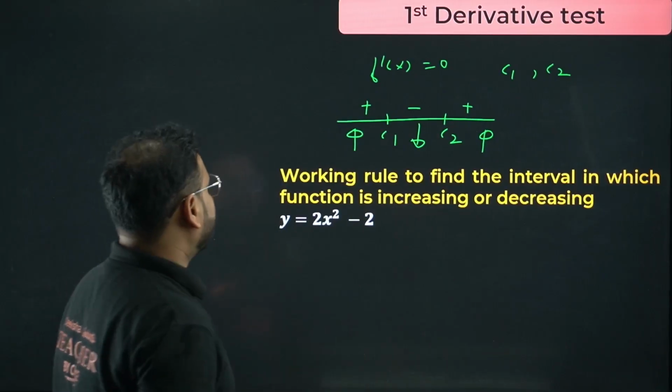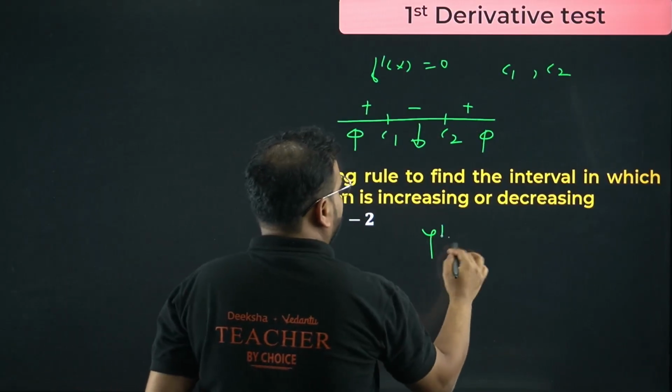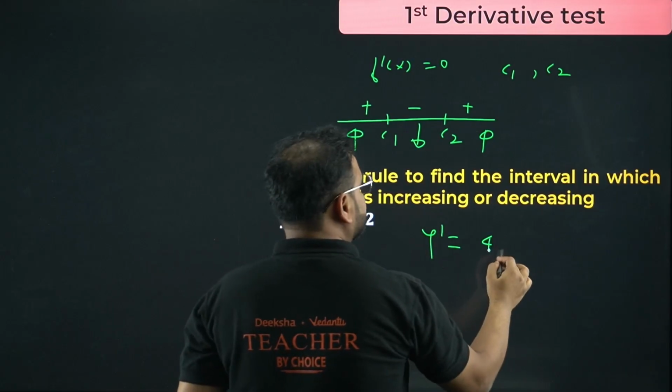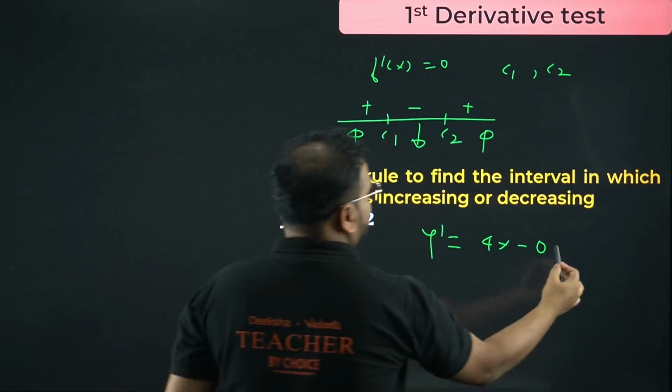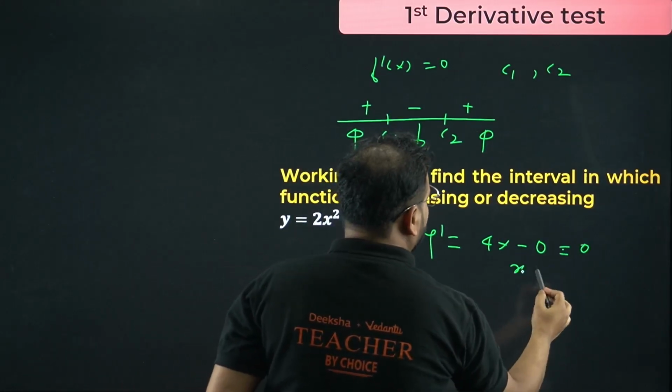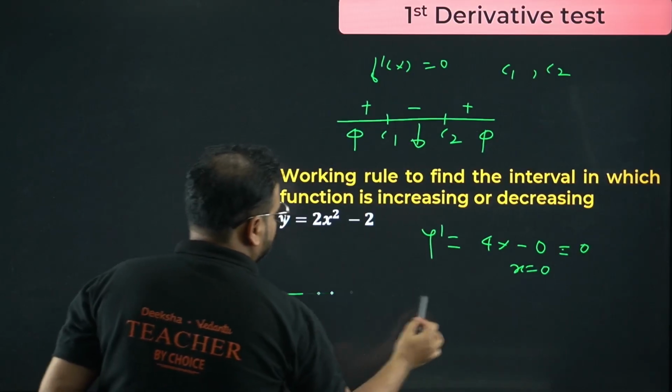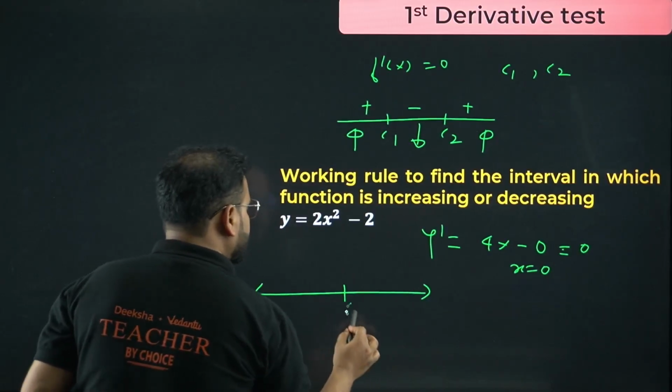If I check this question out, please check. Y dash will have 4x minus 0, right? This is 4x minus 0. Put it equal to 0, I get x value as 0. So I have only one point over here on the number line. 0 is the only point.